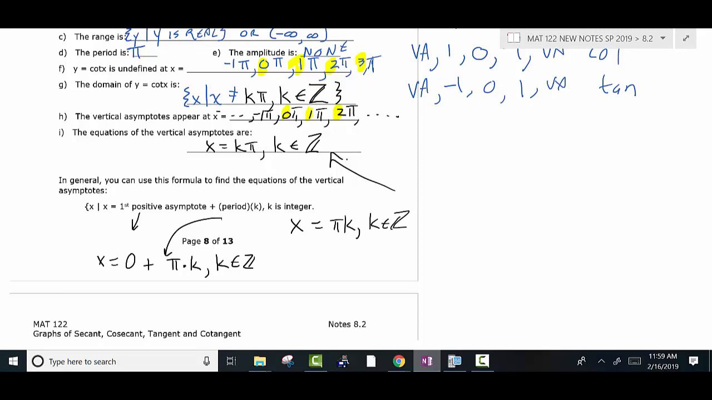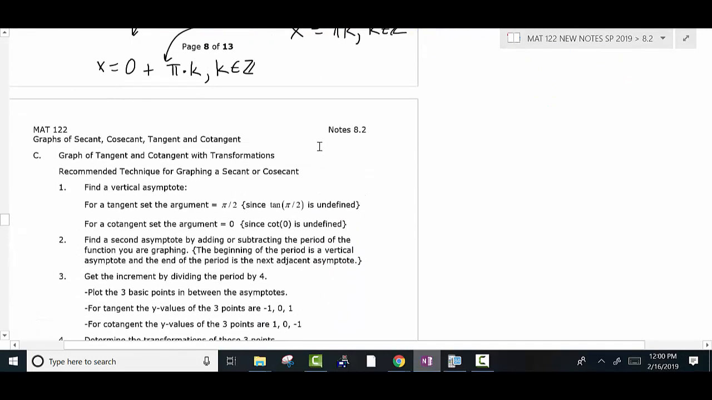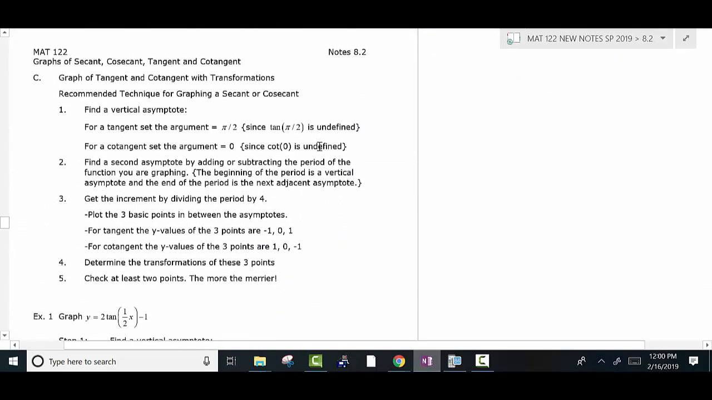When we get into transformations, I tend to teach this in an entirely different way than I teach the other trig functions. This is just what I've come up with as a good technique. Okay, so I'm going to talk through on this part C what you do if you're graphing a tangent or cotangent. I always say start with finding a vertical asymptote. If it's a tangent, you set the argument to pi over 2. The argument is the part that's in parentheses.